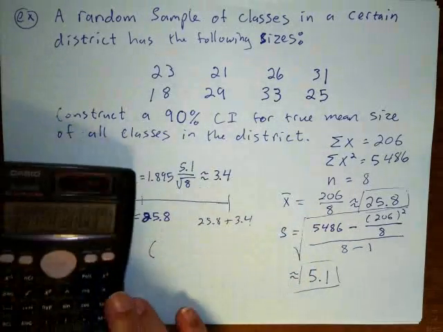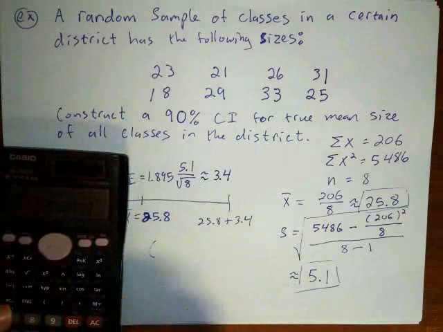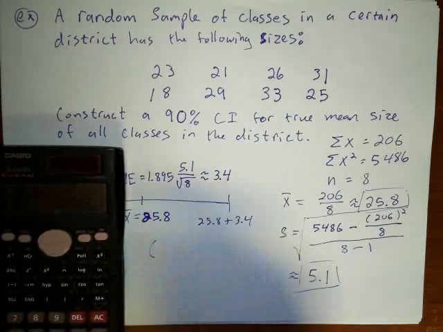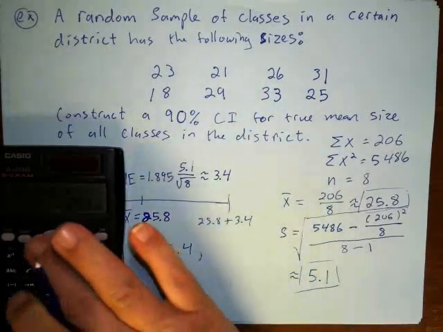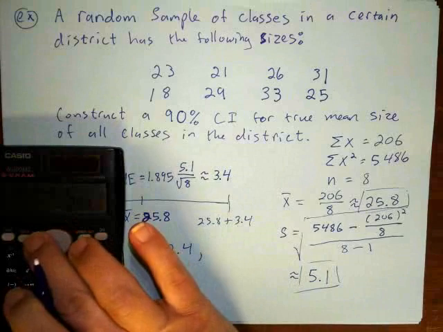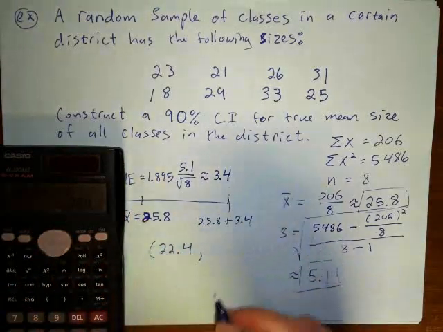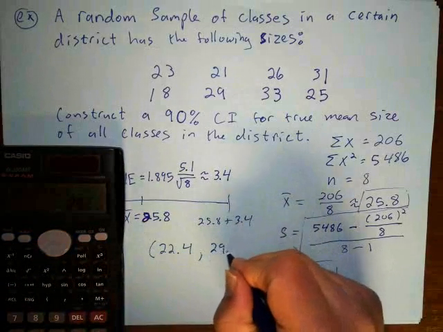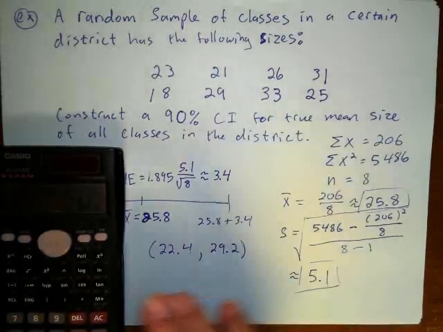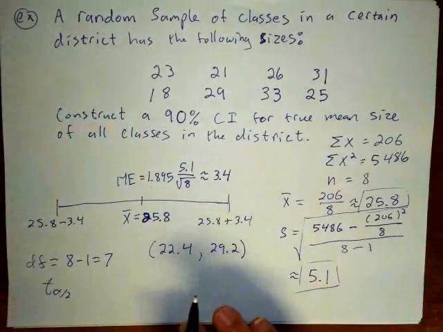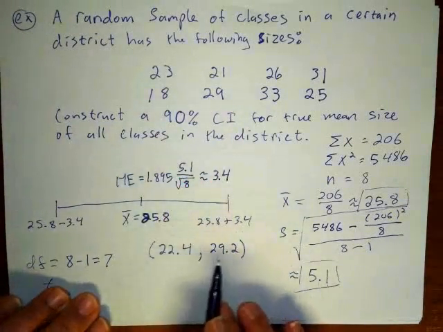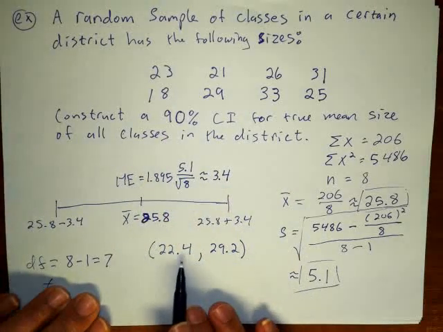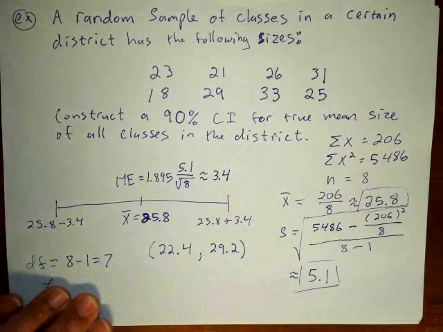And so my final interval is going to be 22.4 to 29.2. So what I could say then is I am 90% confident that the true mean class size is somewhere between 22.4 and 29.2. So there you go.